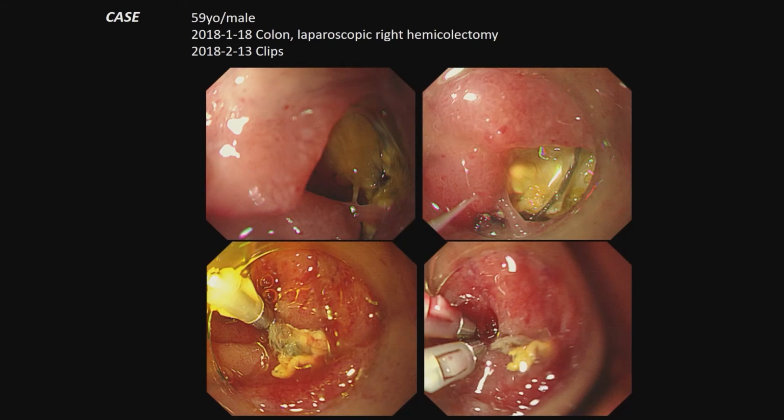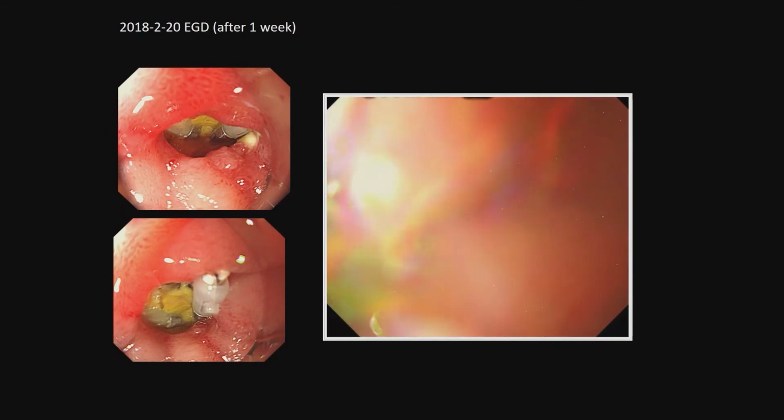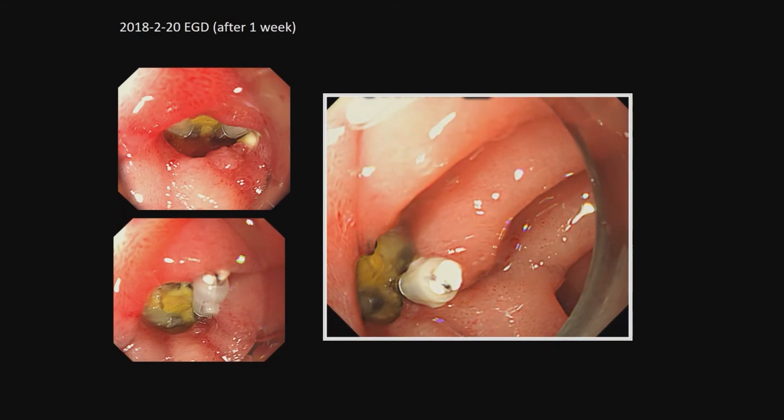The second case is an 89-year-old male. He underwent laparoscopic right hemicolectomy for colon cancer. After this surgery, there was a duodenal defect here, maybe some injury during the surgery. You can see a relatively large defect around the duodenal area. So I decided to use a clip. But after 1 week, all the clips went into the retroperitoneal area.